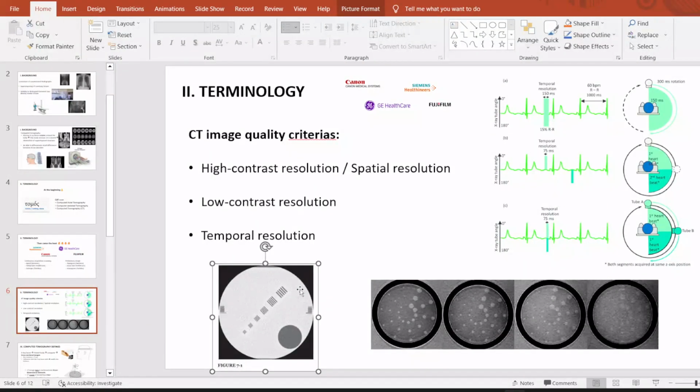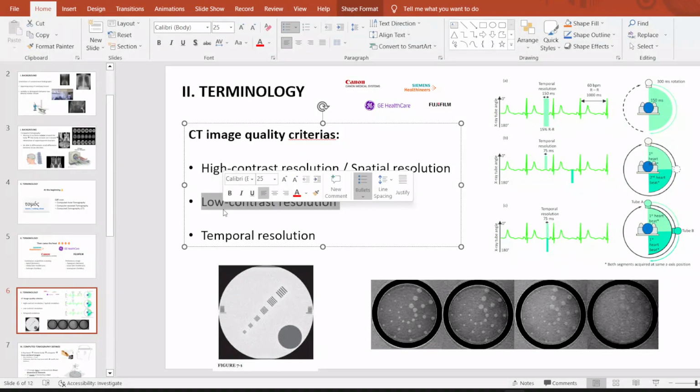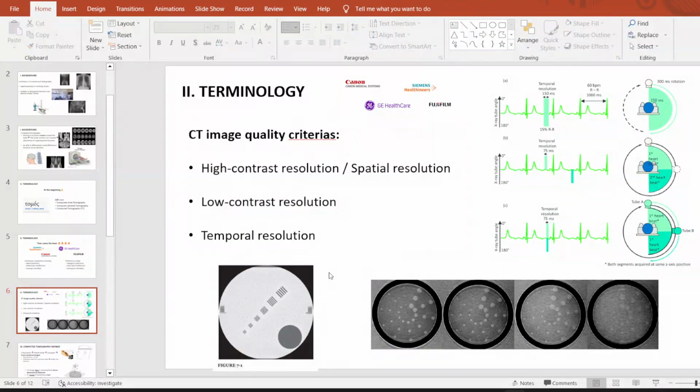Well, you can see right here, we can distinguish 1, 2, 3, 4, 5 several line pairs on the image here. And that's the reason behind the unit line pairs per millimeter. The second one, low contrast resolution, is the potential of CT to distinguish two objects with similar densities. You hear that? The low contrast resolution is also determined by a phantom.